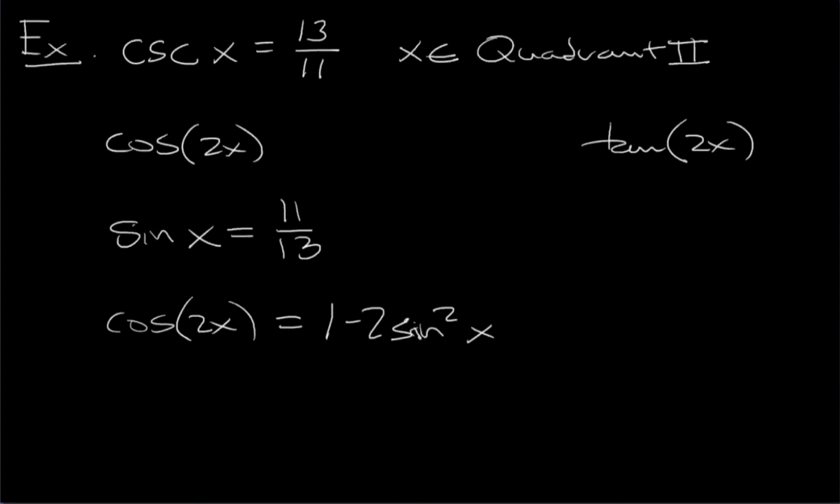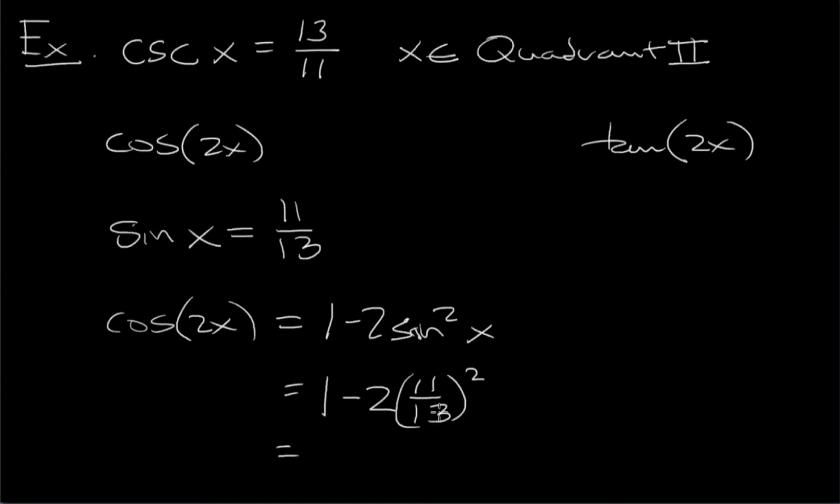Okay, perfect. So then this one I can calculate by taking 1 minus 2 times sine squared of x. I'm going to square whatever the value of sine of x is, which in this case is 11 over 13. I need to make sure I follow the order of operations. The biggest basic error that students make is not following the order of operations. So I need to square this first.